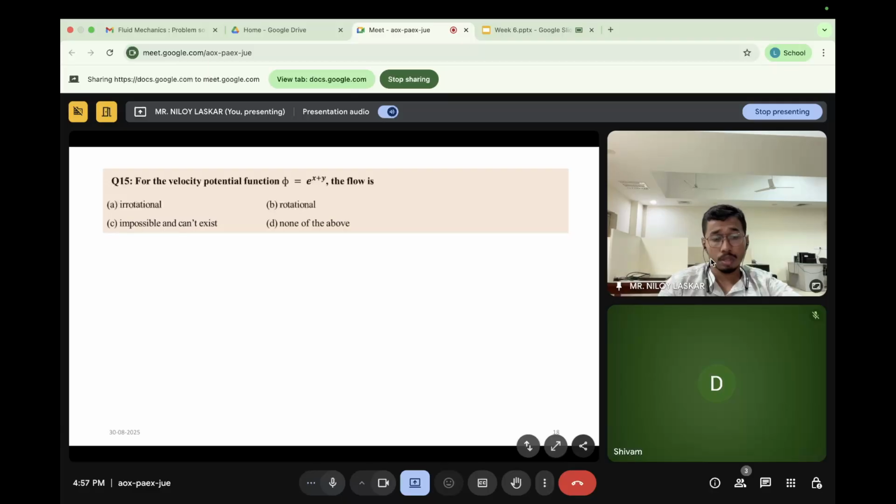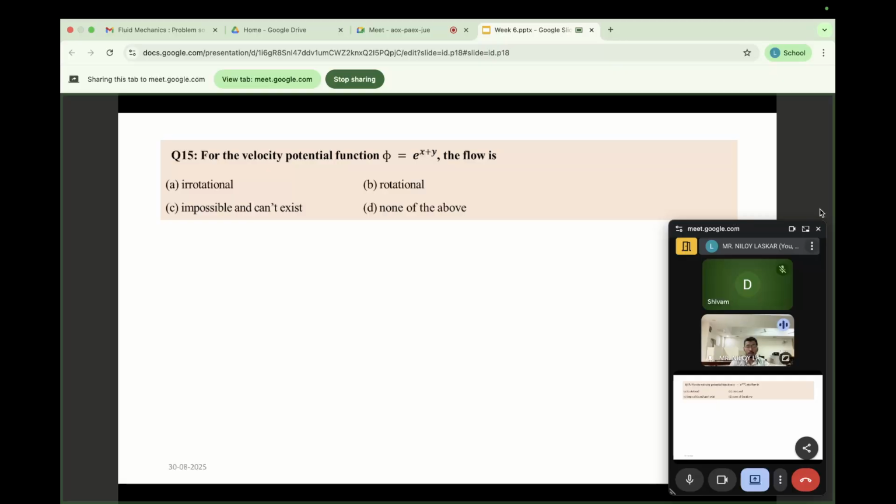Okay. So Shivam respond that it is option B, that is rotational. So let us check whether you are correct or not.